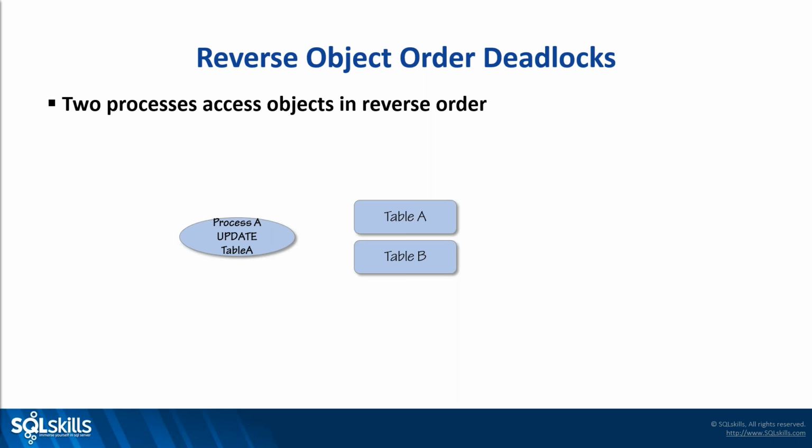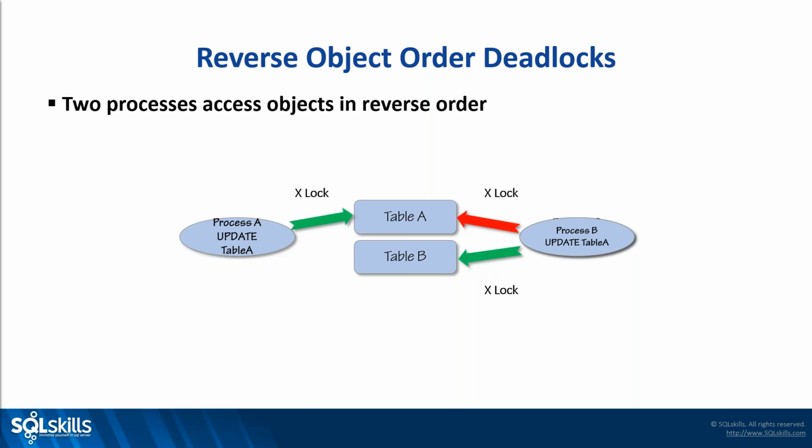So we'll execute an update against table A in one window. We'll execute an update to table B in another window. They're going to exclusively lock those tables, and we'll have an active transaction created by begin transaction at the top of the script. And then we're going to execute an update to table A in the second window. That's going to become a blocked condition because of the exclusive lock that's already held by process A. If process A then tries to update table B, we'll have a deadlock.